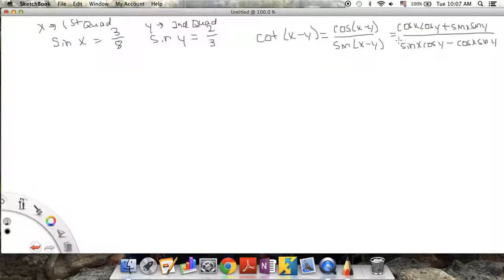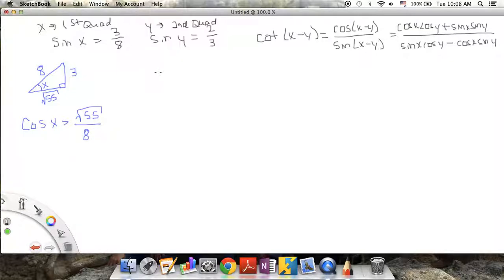But here's our problem. They only give us the sines. They don't give us the cosines. But do we know how to find those? Well, of course we do. X is in the first quadrant, and we know that the sine of x is opposite over hypotenuse. So we can use our Pythagorean theorem to figure out that this leg is the square root of 55. So that tells us that the cosine of x is the square root of 55 over 8.